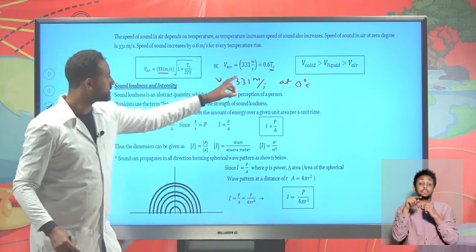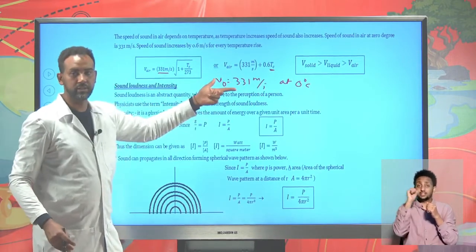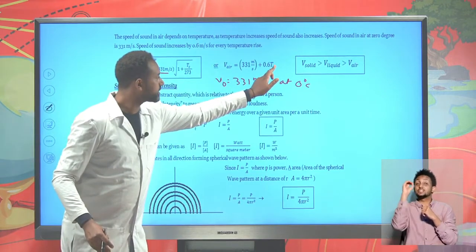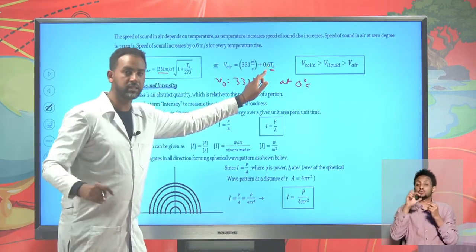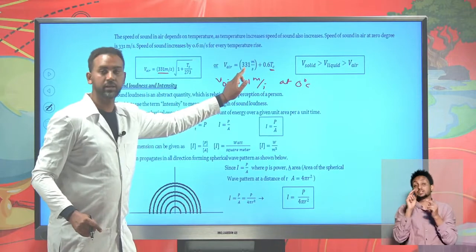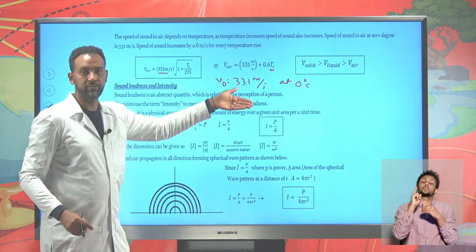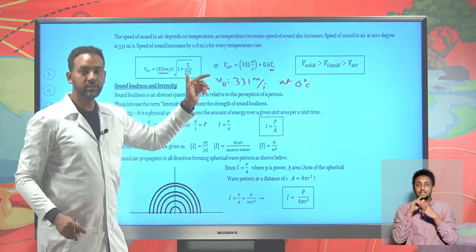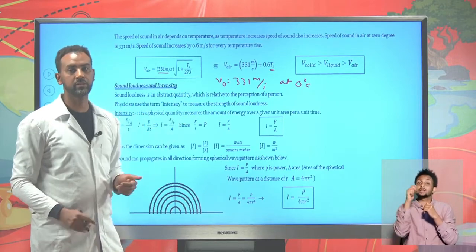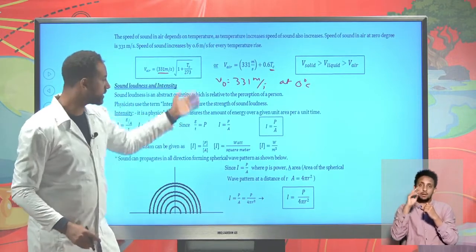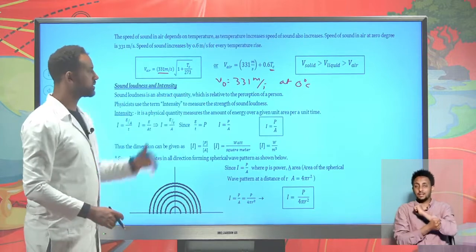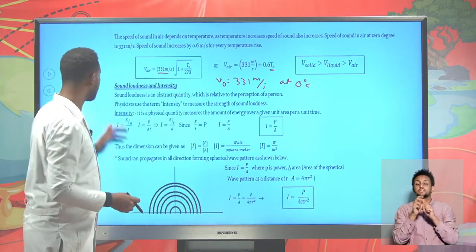For example, what is the speed at 10 degrees Celsius? If it is 10 degrees Celsius, 10 times 0.6 gives us 6. So 331 plus 6 gives us 337. So at 10 degrees Celsius, the speed of sound in air is 337 meters per second. So depending on temperature, its speed varies.